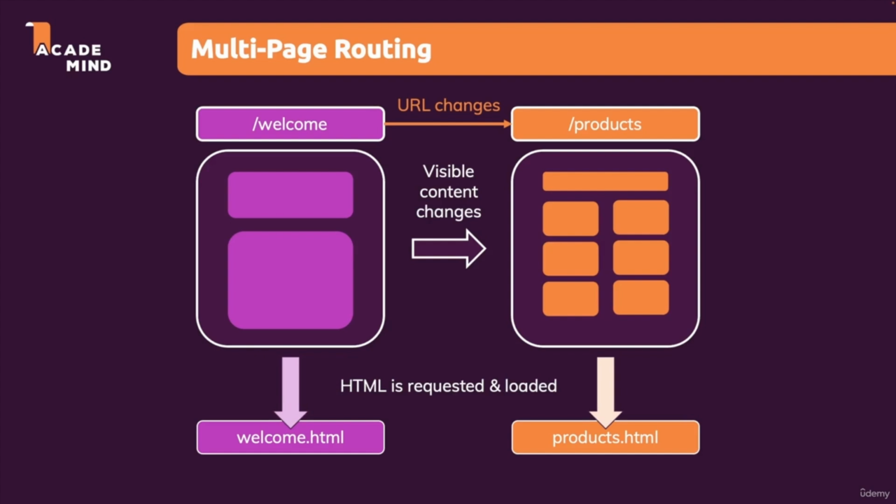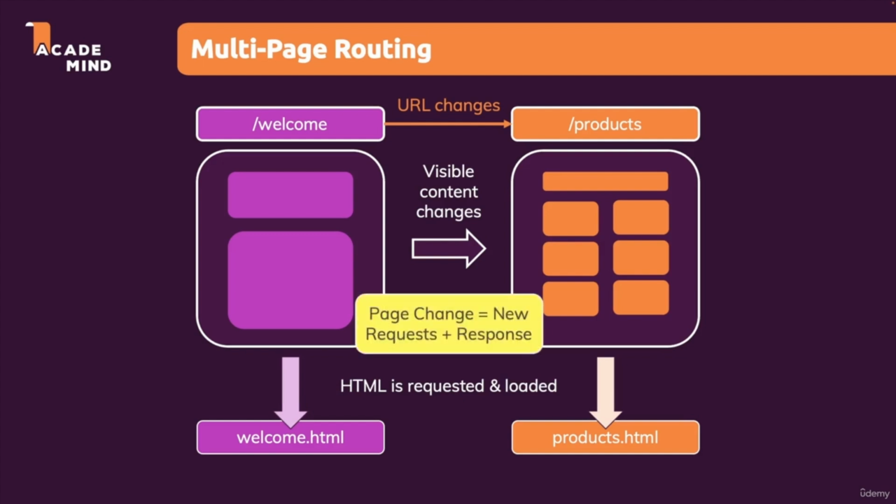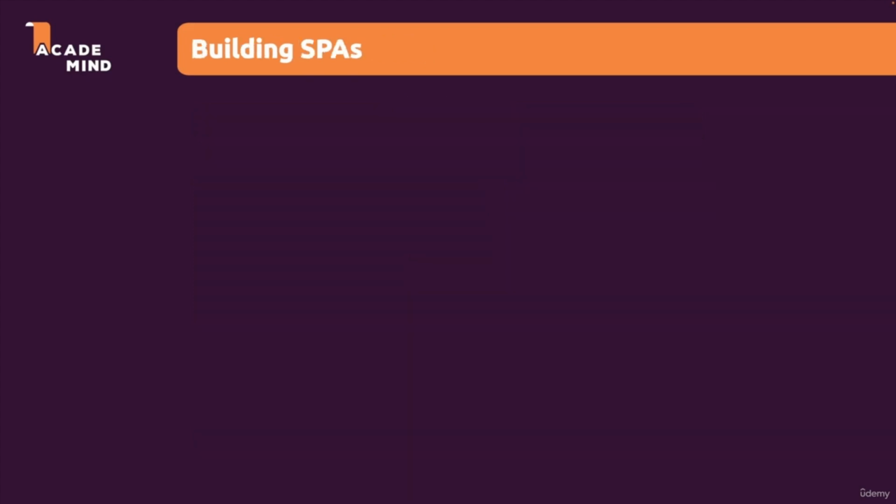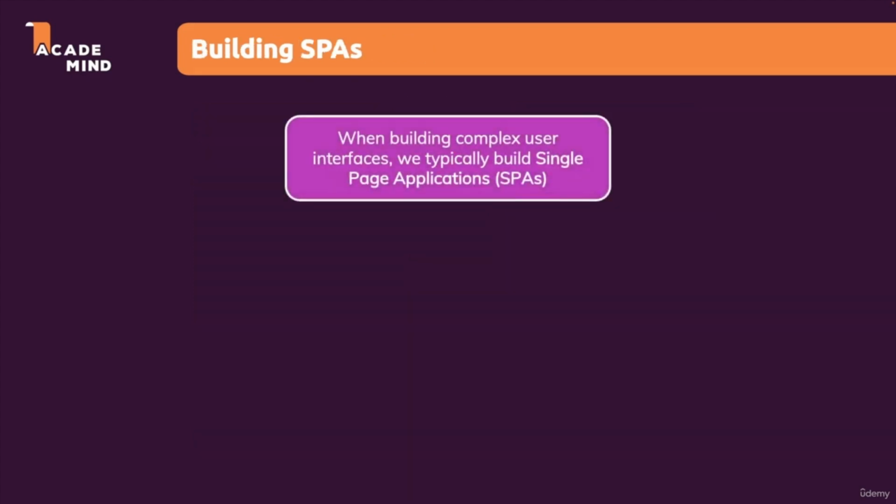Now, with that, you get different content for different paths, but the disadvantage is that you always have to fetch new content. A new HTTP request is sent and a new response is received, and that can kind of break the user flow. It can introduce some lag and slow down your website, and it can therefore lead to a suboptimal user experience. So that's why we might want to build a single page application when we're building more complex user interfaces.